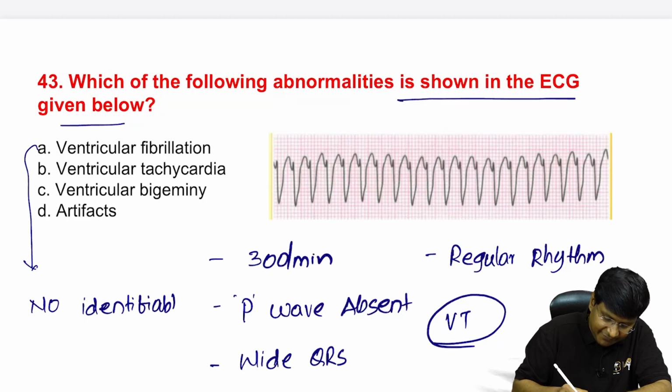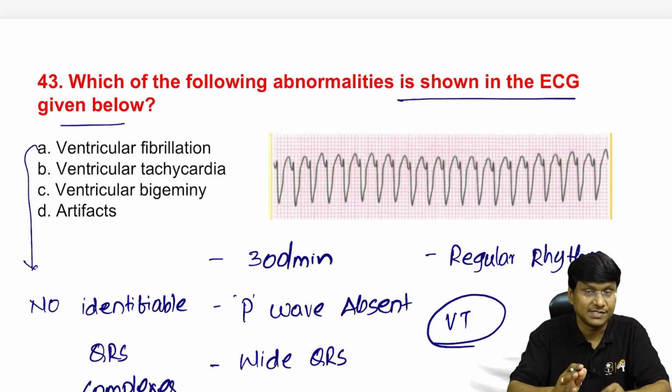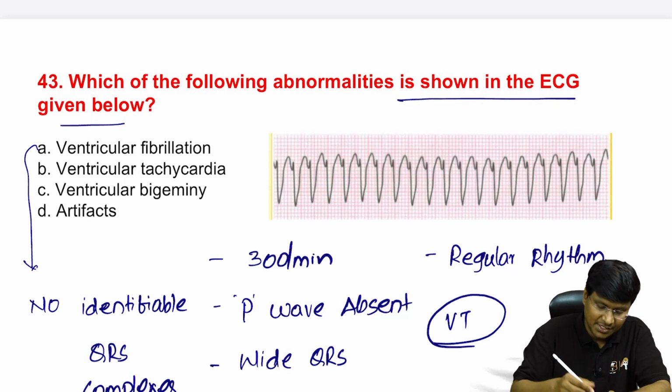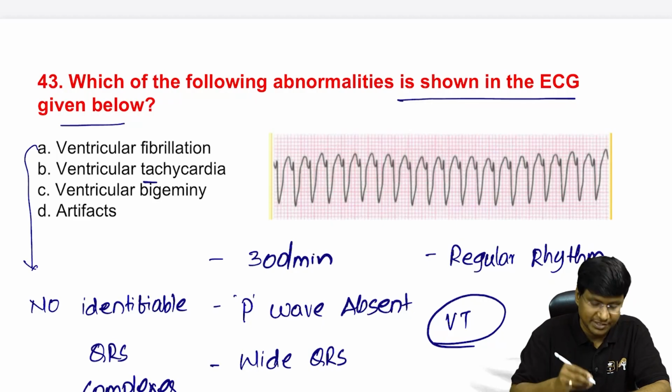There will be no identifiable QRS complexes in case of ventricular fibrillation, whereas in ventricular tachycardia, this is what the ECG looks like.